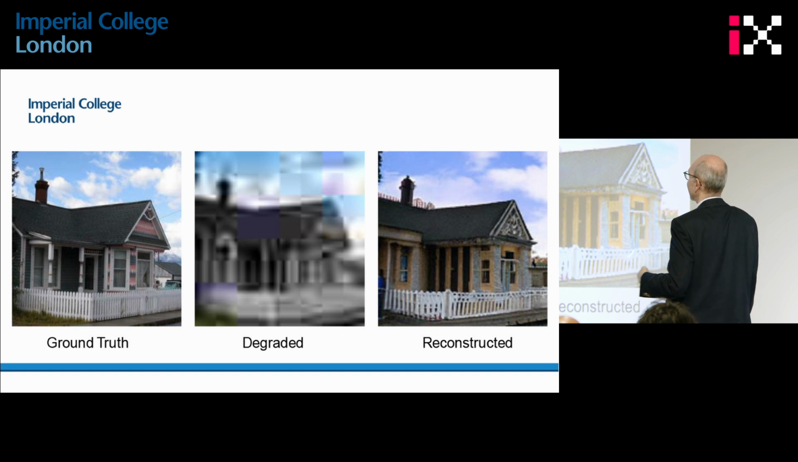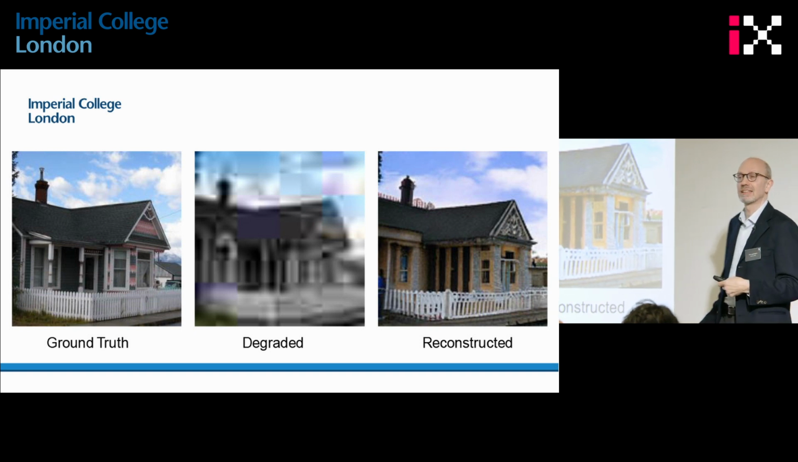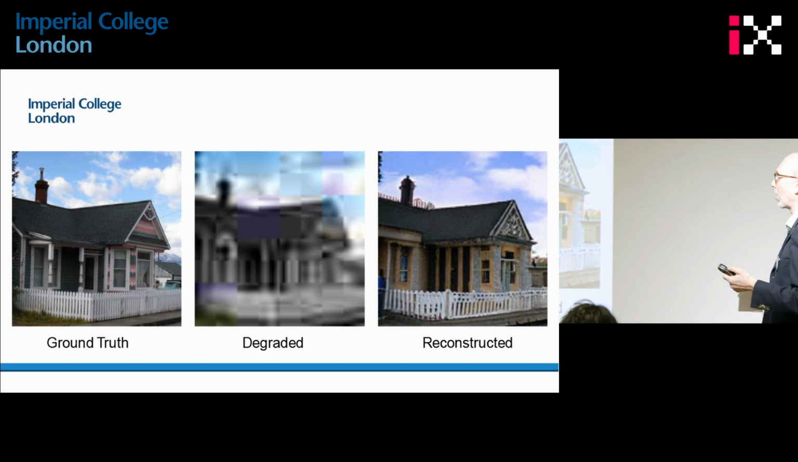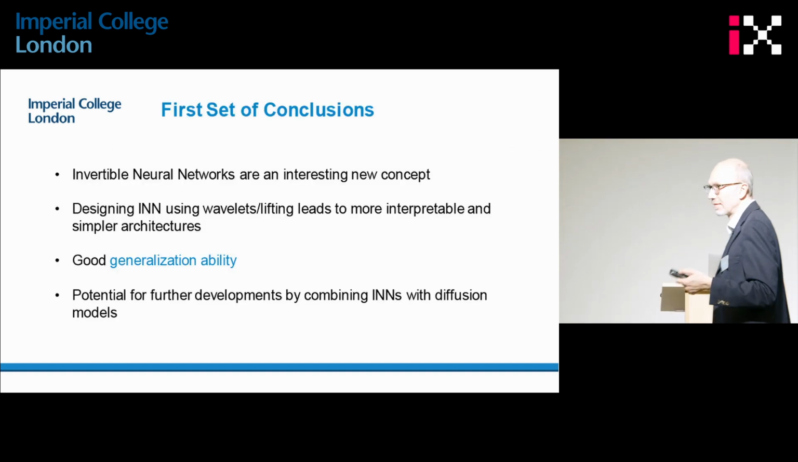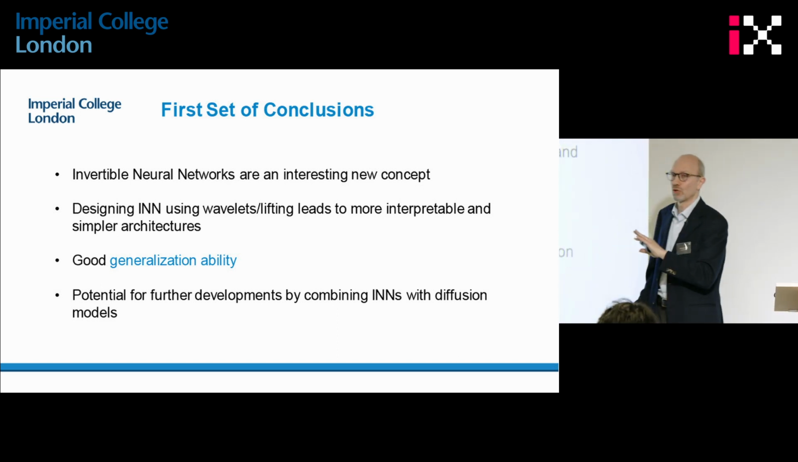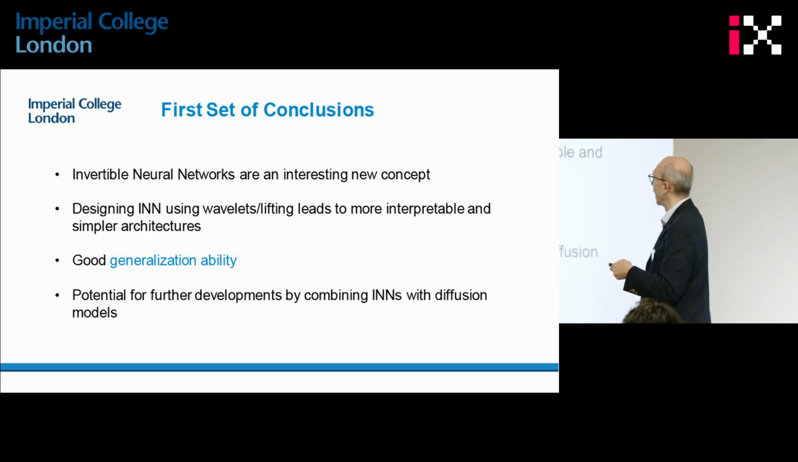Obviously, there must be some bias in the data sets. We are investigating that. I think it's a very interesting topic, but I wanted to give you an idea of how you can combine, let's say, diffusion models with invertible neural networks. So let me draw the first set of conclusions here, and then we move to the second part on unfolding.